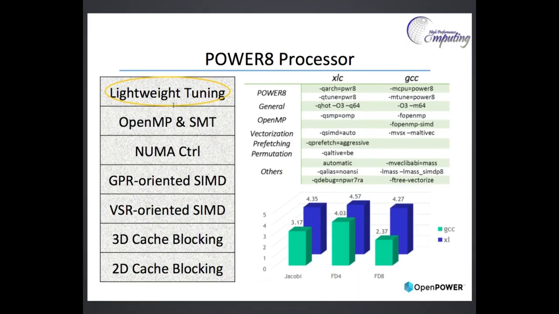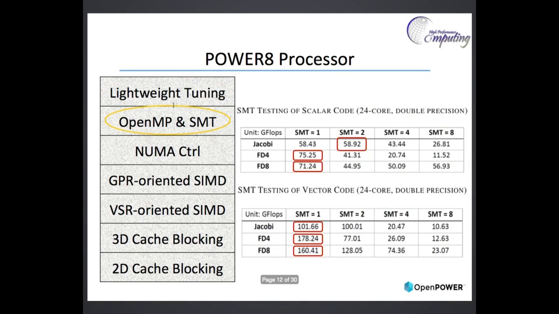To fully unleash the performance of the POWER8 processor, a set of optimizing techniques was provided. First of all, we use lightweight tuning to figure out the best choice of compiler and the optimal compiler options. According to the experimental results, we can find out that the XL compiler is far better than the GCC compiler without advanced tuning. So the XL compiler with the compiler options as shown above is the best choice.